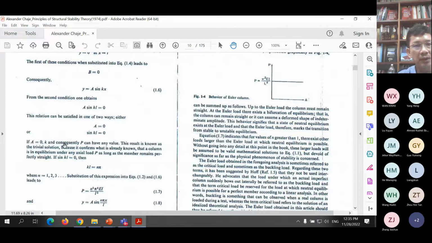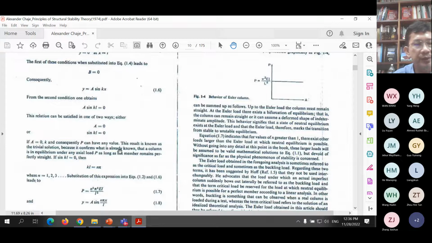And this kind of result, based on A is equal to 0, is known as the trivial solution. So in the study of stability of structures, we come across this term, trivial solutions. Trivial solutions because it is a solution which is trivial, things that we already know.